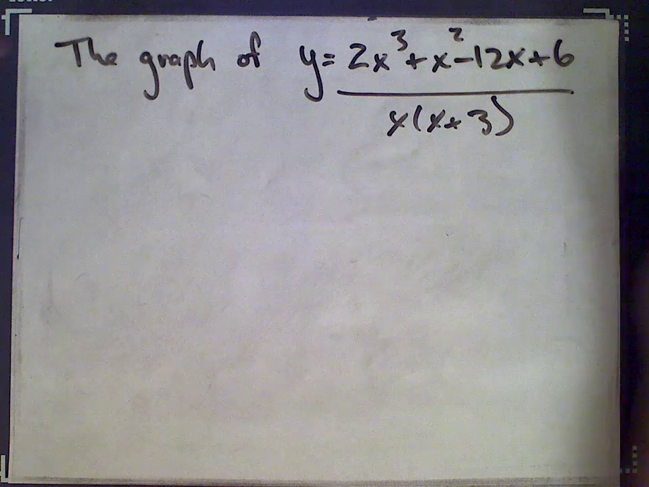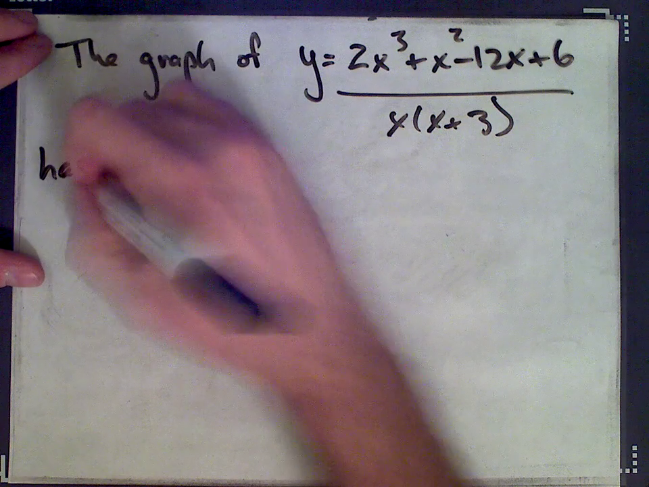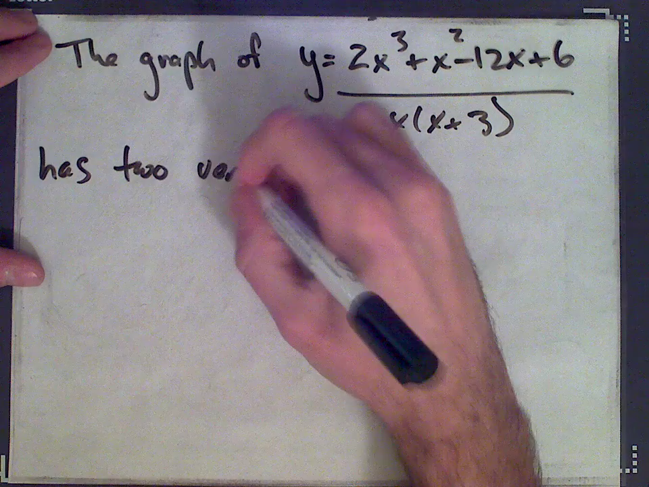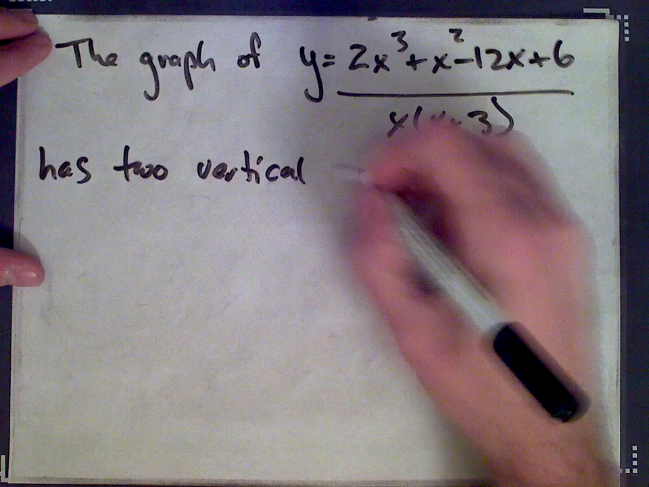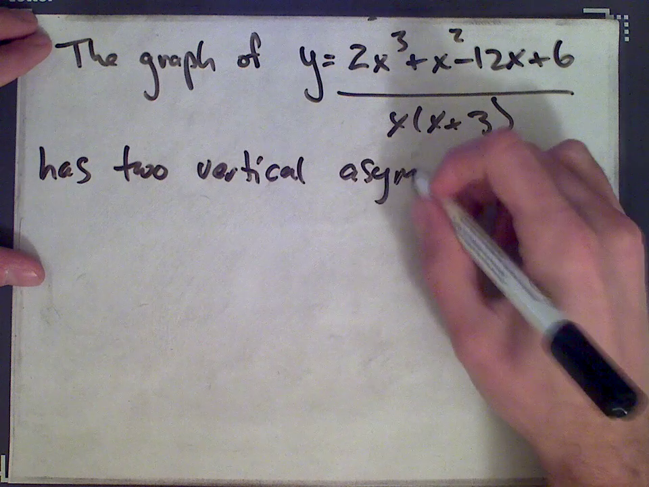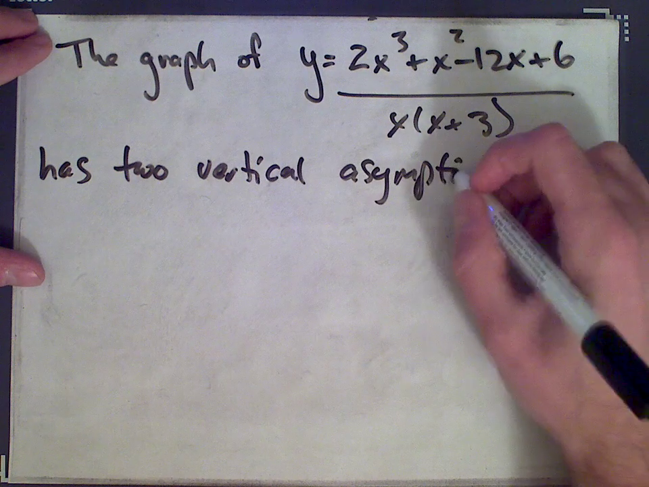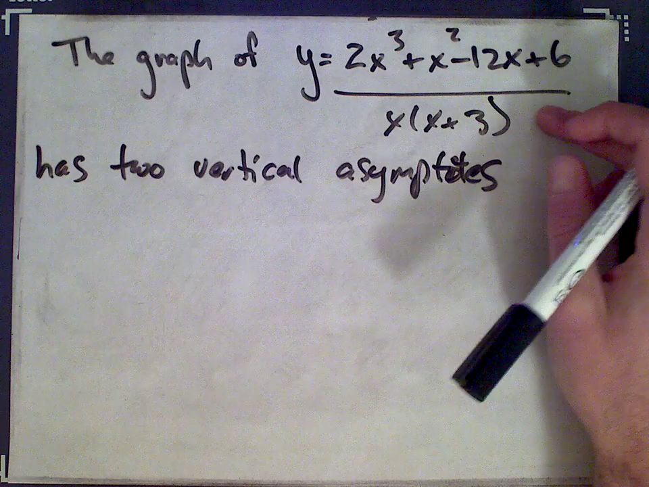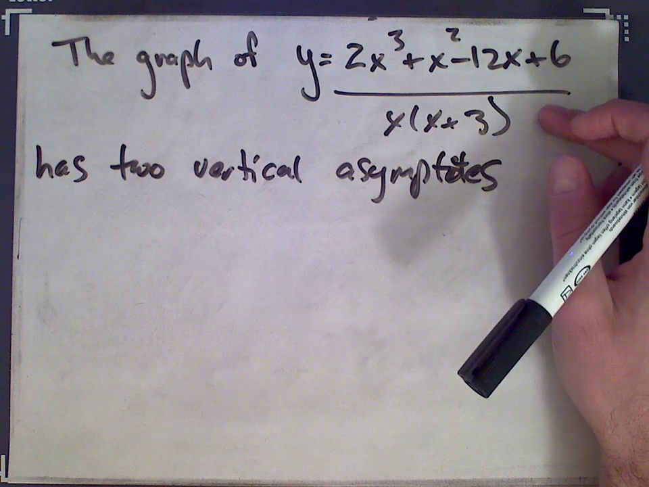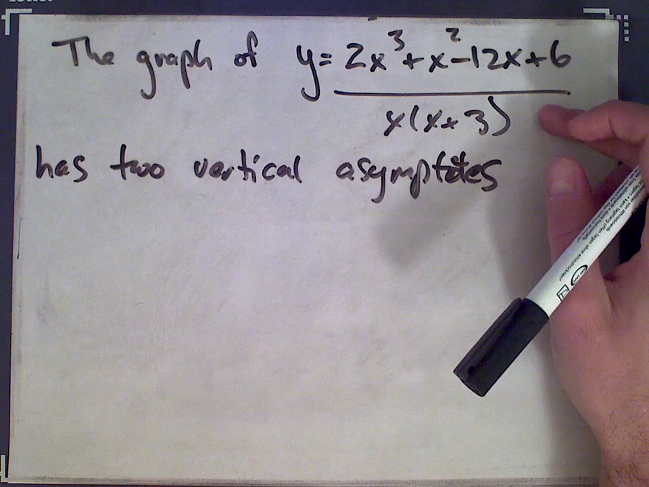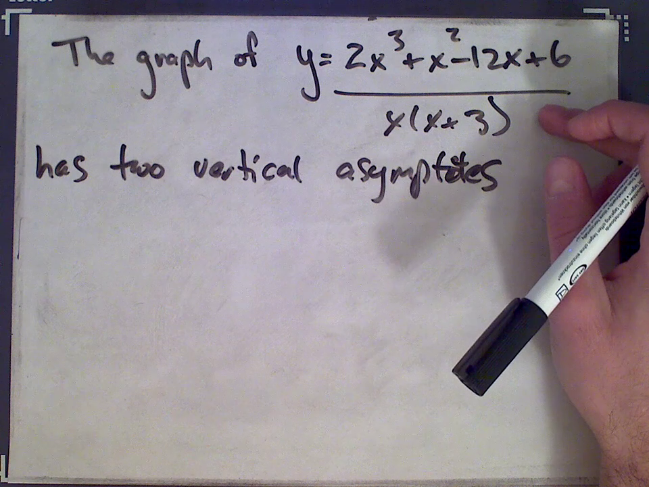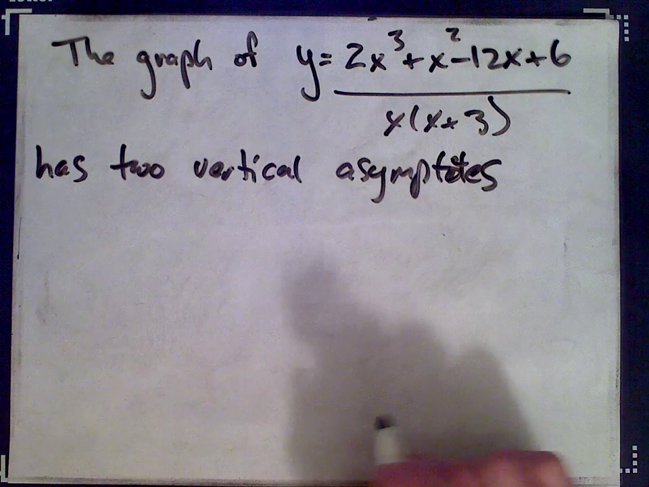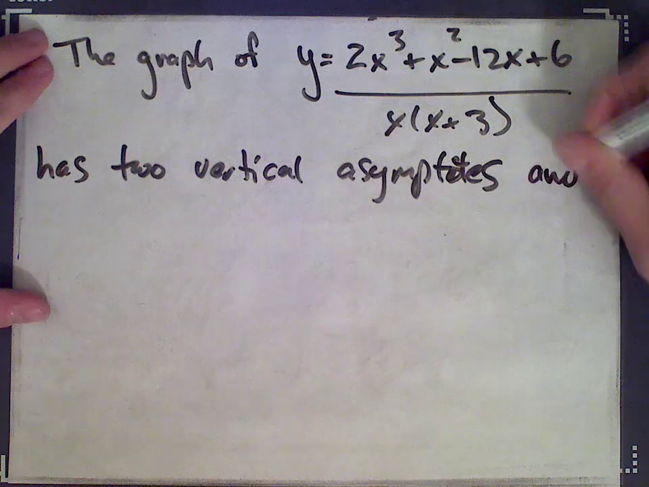So we're told that it has two vertical asymptotes, which is almost clear from the definition. Asymptotes, because there's two zeros in the denominator, which don't make the numerator 0. So those count as vertical asymptotes. But we also know there's a slant asymptote.